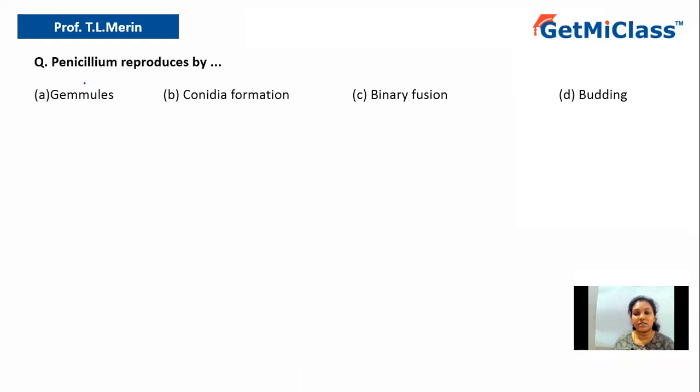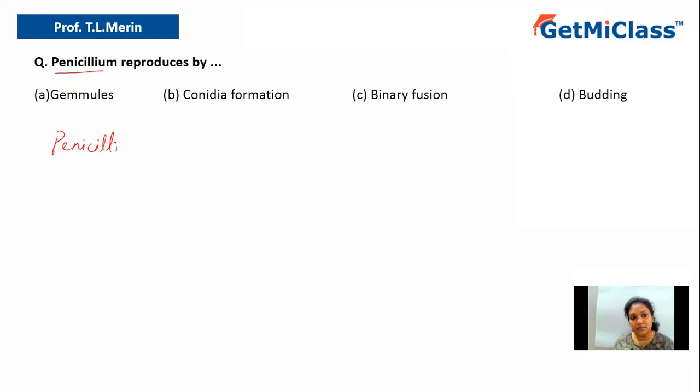Today we are going to solve this question which says: Penicillium reproduces by option A gemmules, option B conidia formation, option C binary fission, option D budding. So let us understand the question. It says Penicillium reproduces by. So what do you understand by penicillium?